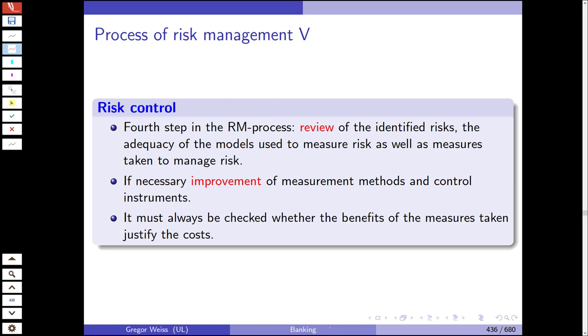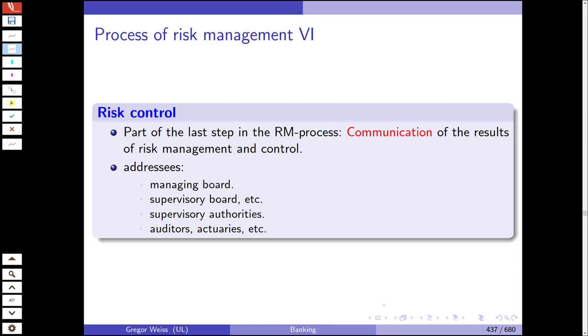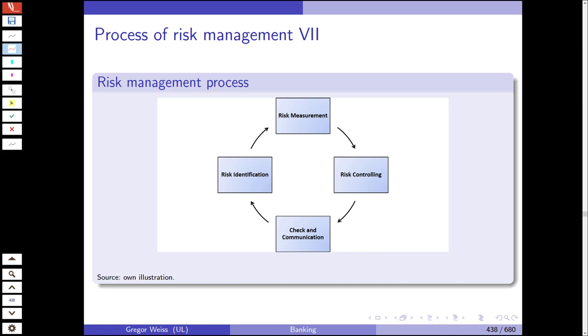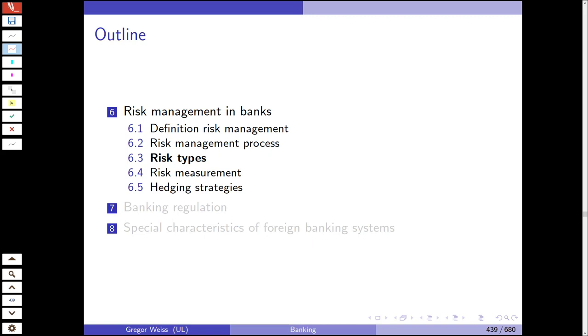So that's risk controlling. And then as a last step of the risk management process, we need to report this to our managing board, managers, supervisory board, financial supervisors, and even auditors, actuaries, and investors. Okay, now this is the risk management process. We start out by identification. We go to measurement, risk controlling, and checking the adequacy of our models and then reporting it to our stakeholders, and it's a cycle.